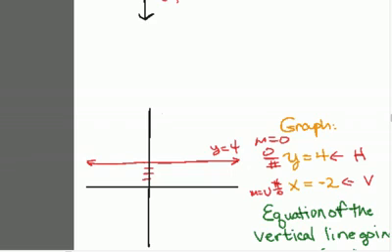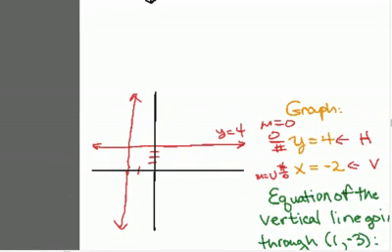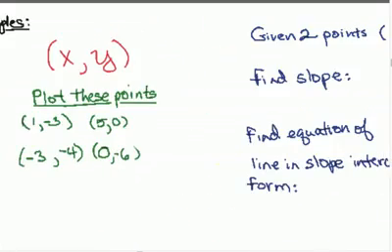So -2, and then we would draw a vertical line. No matter what y is, x is always -2. Okay, we'll come back to that.